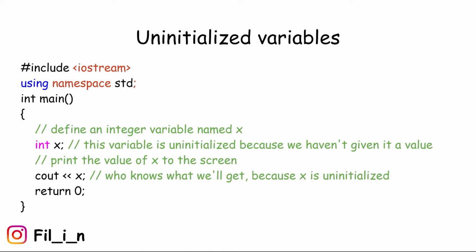#include <iostream>, using namespace std; int main. Define an integer variable named x: int x; This variable is uninitialized because we haven't given it a value. Print the value of x to the screen: cout << x; Who knows what we'll get, because x is uninitialized. Return 0.